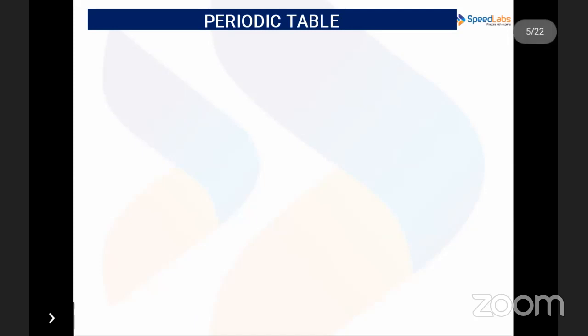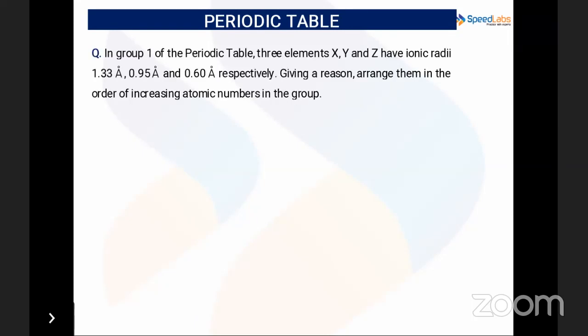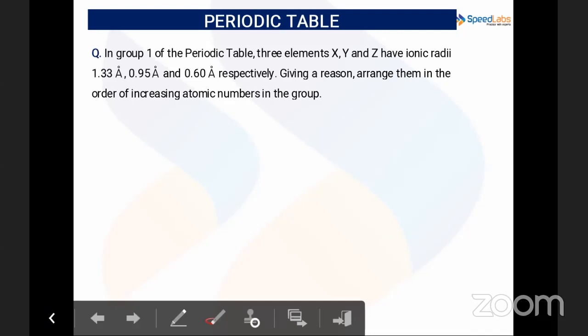The next question is, in a group of the periodic table, three elements X, Y, and Z have ionic radii. Different ionic radii are given for the X, Y, and Z elements: 1.33, 0.95, 0.60 angstrom respectively. Giving a reason, arrange them in order of increasing atomic numbers of the group.